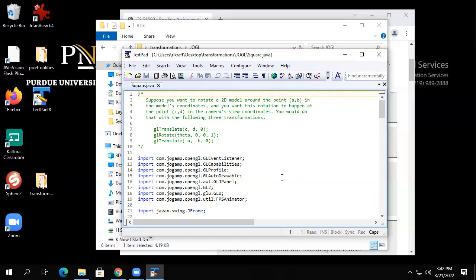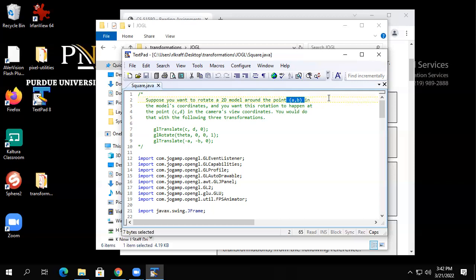Okay, so using the notation on the screen, we want to rotate a model around the point AB in the model's coordinate system. So this is the point AB. And we want to rotate that point around the point CD in space. So this is the point CD. So I want this point to appear here and rotate around there. So what do I have to do? Take this point, move it to here, rotate, then take the origin, put it up there.